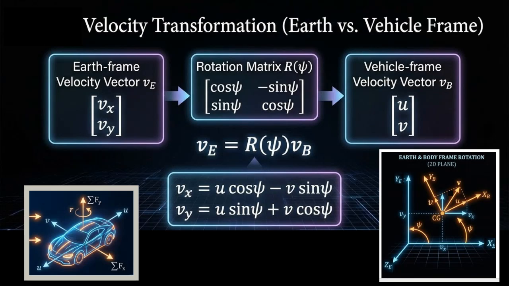Earth frame velocity and vehicle frame velocity are related by the yaw angle, psi. This relationship is described using a rotation matrix, R(ψ). When the matrix is expanded, we obtain the velocity equations. Vx equals u cos ψ minus v sin ψ. Vy equals u sin ψ plus v cos ψ. This transformation is purely geometric. It shows how the vehicle's forward and lateral velocities are projected onto the fixed Earth axis. These equations come from rotation matrices and allow us to move between physical motion and vehicle-based dynamics.